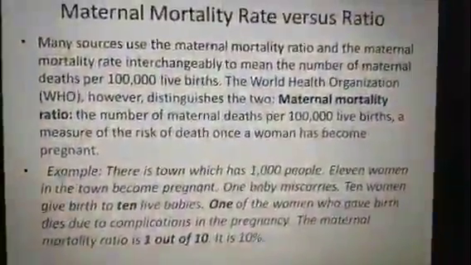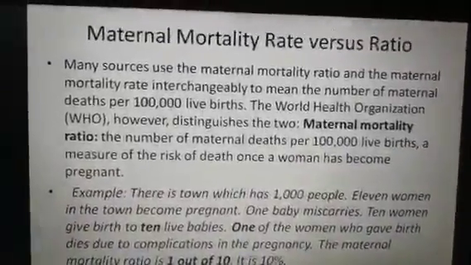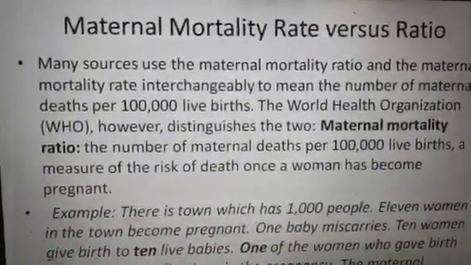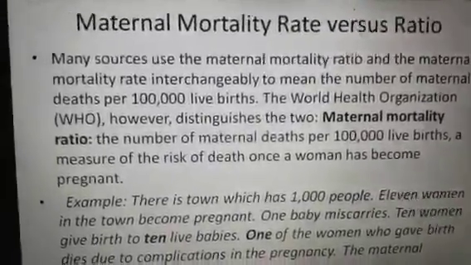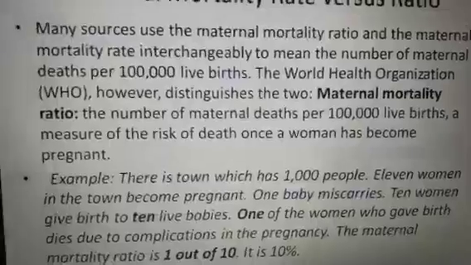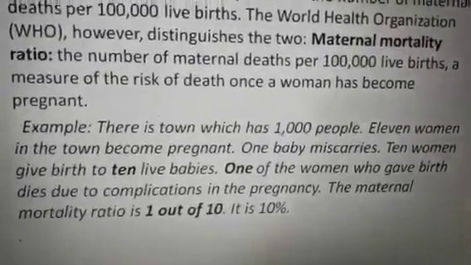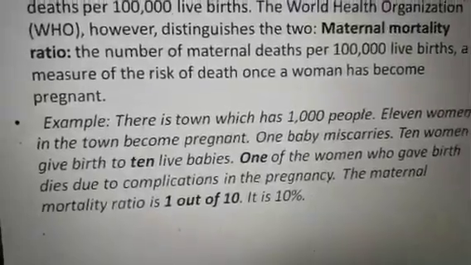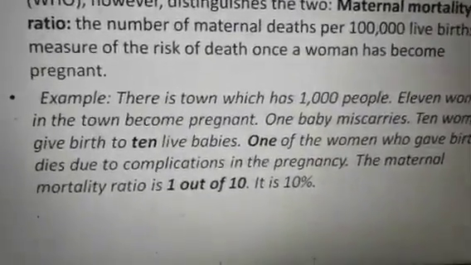Okay? And then the last but not least is maternal mortality rate. That is very important. Many sources use maternal mortality ratio and maternal mortality rate interchangeably to mean the number of maternal deaths per 1 lakh live births. So here we are calculating maternal mortality rate. जो मातृत्व मृत्यु दर होता है उसको 1 लाख में हम लोग निकालते हैं. The World Health Organization, WHO, however, distinguishes the two: maternal mortality ratio is the number of maternal deaths per 1 lakh live births, a measure of the risk of death once a woman has become pregnant. So in WHO's measurement, for example, there is a town which has 1,000 people. 11 women in the town become pregnant, 1 baby miscarries, 10 women give birth to 10 live babies, and 1 of the women who gave birth died due to complications in the pregnancy. The maternal mortality ratio is 1 out of 10, and that is 10%.